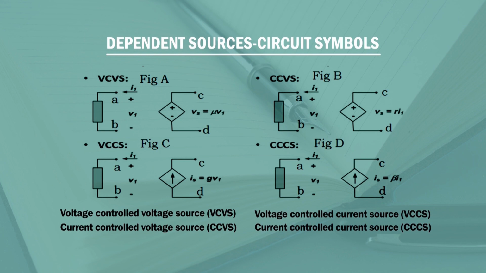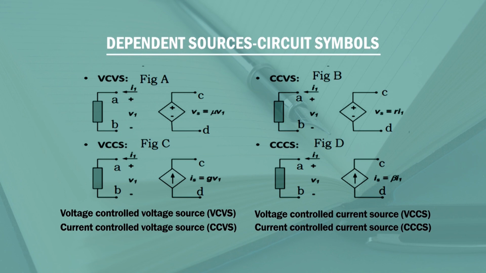So here you can see in figure C, that the voltage across terminal C and D, that voltage Vs, is written as mu V1, where mu is a constant and V1 is the voltage across terminal AB of another branch. That means the value of this voltage Vs across the terminal CD depends on the voltage in another branch, that is V1, which is connected between terminal A and B.